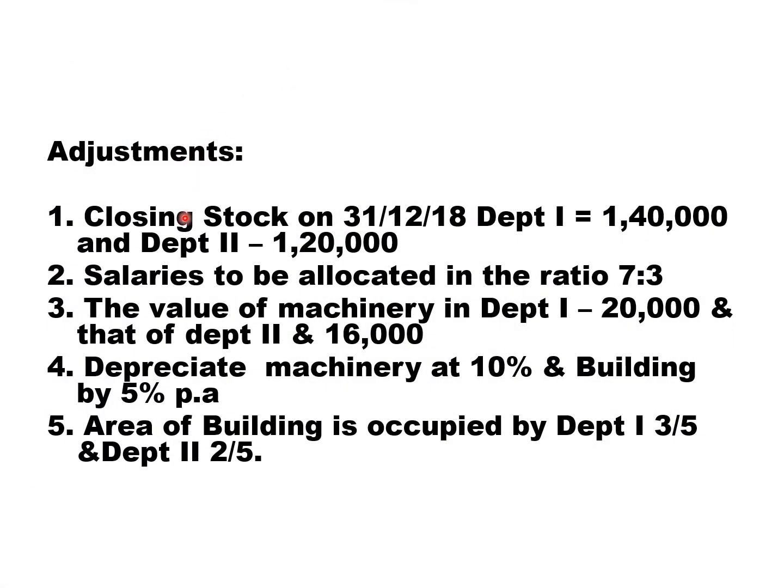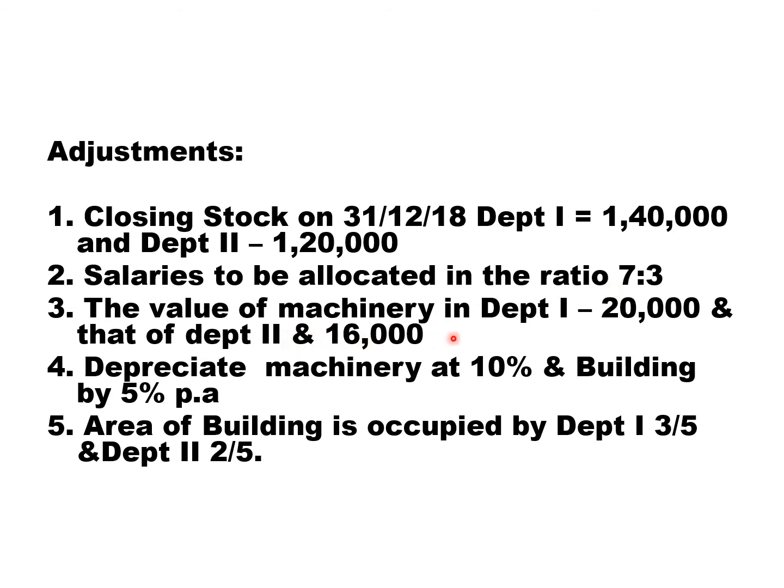Adjustments. Closing stock on 31/12/18 department 1 1,40,000 and department 2 1,20,000. So they have given closing stock for department 1 and 2. It will come in trading account as well as balance sheet. Salaries are to be allocated in the ratio of 7:3. Allocated means it is to be distributed in 7:3.